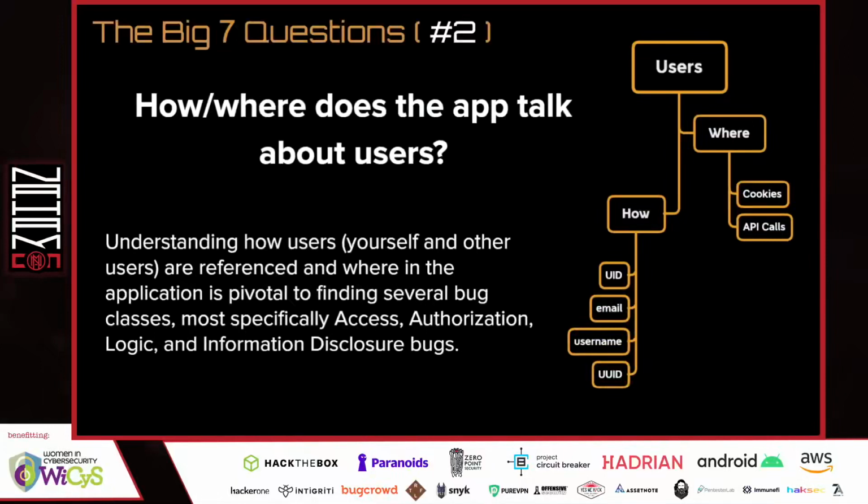And then where are they referencing you? What API calls are you being referenced in? Is that UUID being used in them? If it's an API call with a referenced UUID for yourself while you're just using the application regularly, what if you create a second account and put another UUID in there? Can you get somebody else's information back? Are they cross-referencing the API call with the session to make sure it's you? A lot of bugs around access, authentication, and information disclosure really center on understanding how the application references you as a user and where it does this. So this is the second question I ask when I'm starting to look at an application.